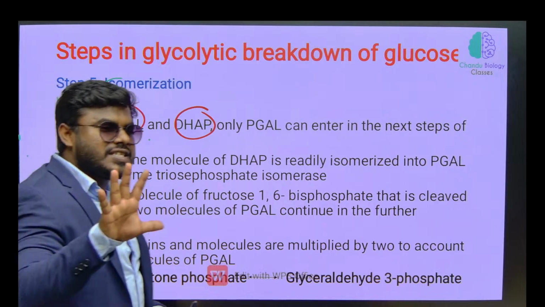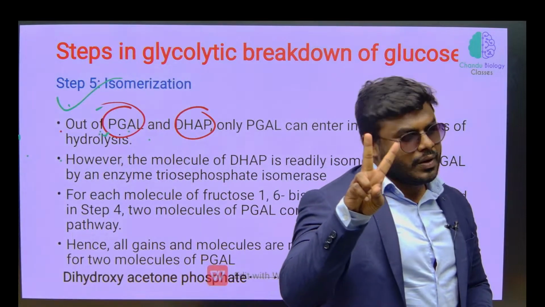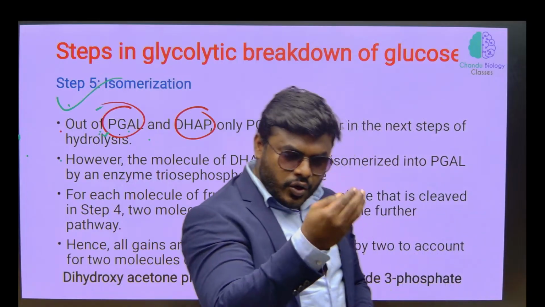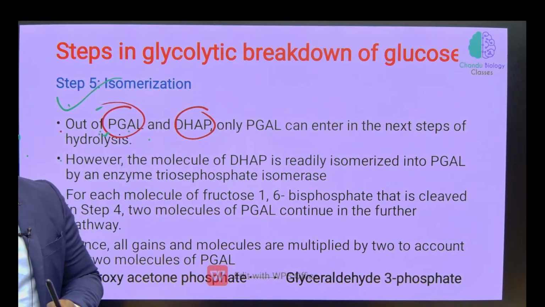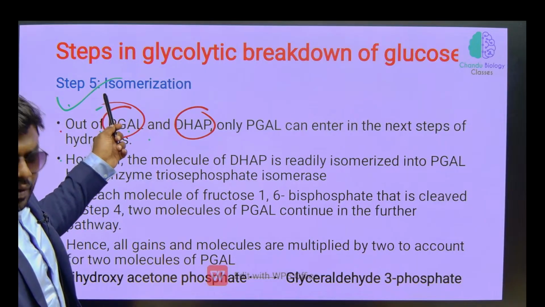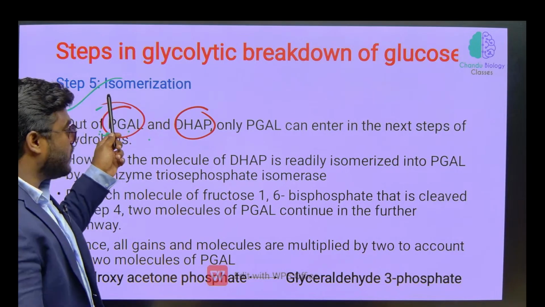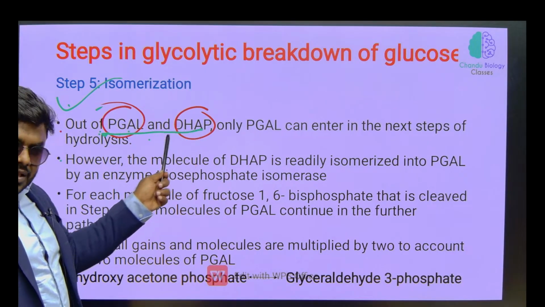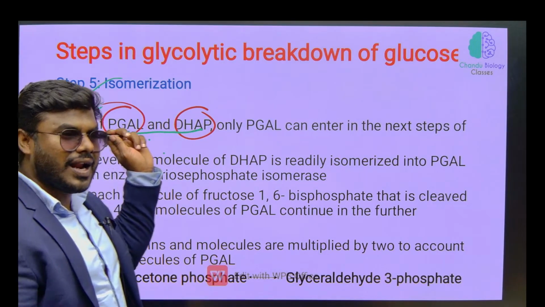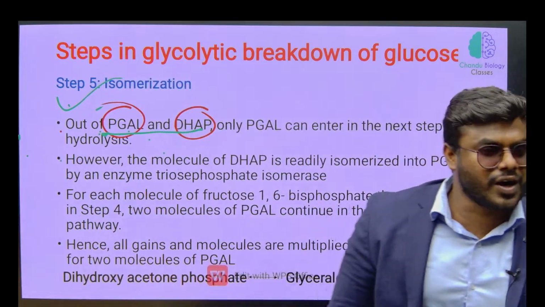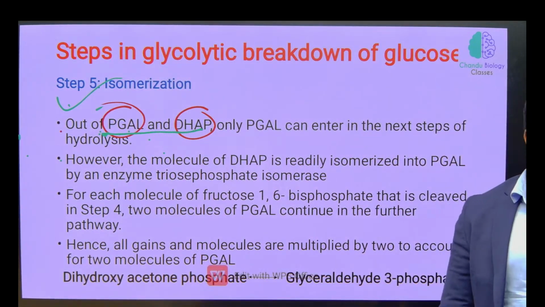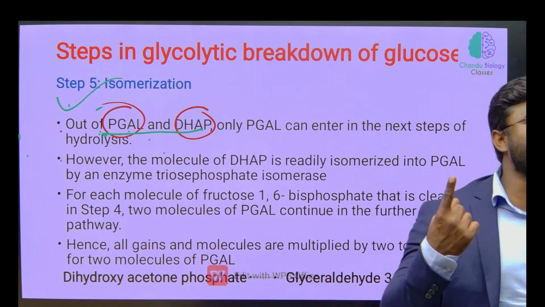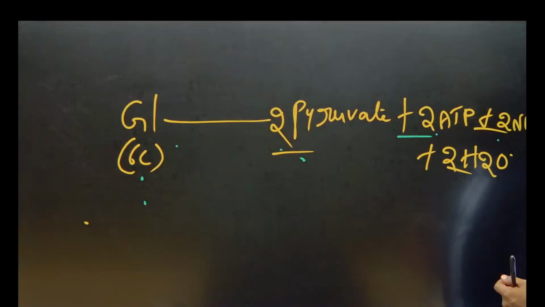So in 5 steps, how many phosphorylations are there? How many isomerizations? 2. Correct na? Glucose 6-phosphate converted to fructose 6-phosphate. No, sorry, DHAP converted to G3P. This is one isomerization, and another one is glucose 6-phosphate to fructose 6-phosphate. 2 isomerizations and 2 phosphorylations. Correct na? One is cleavage. Simple, easy to remember. Okay.